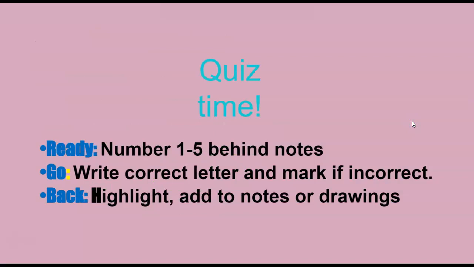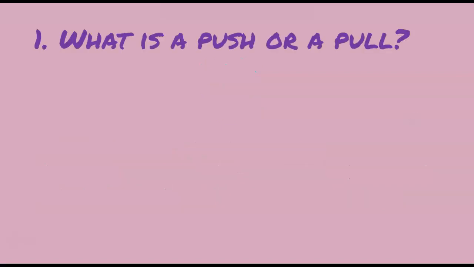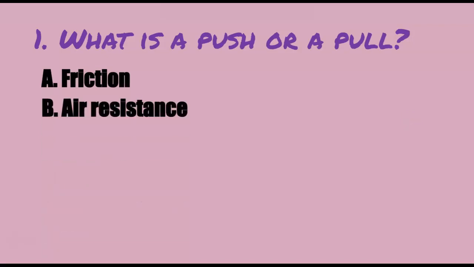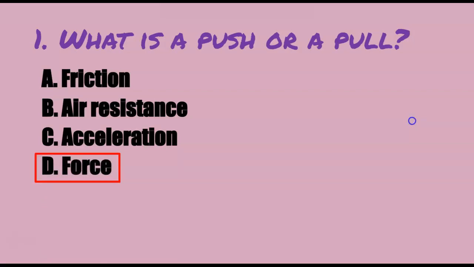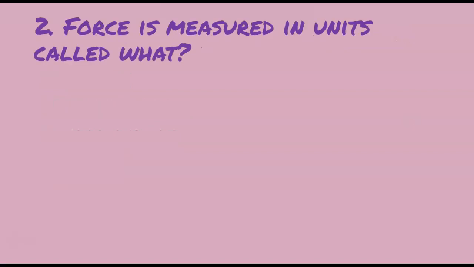All right, quiz time. Quiz 2, friction. Again, I'd put that right on the table of contents page because there's that empty spot at the bottom. 1, 2, 3, 4, 5. Number 1, what is a push or a pull? Is it friction, air resistance, acceleration, or force? A push or pull. That would be force.